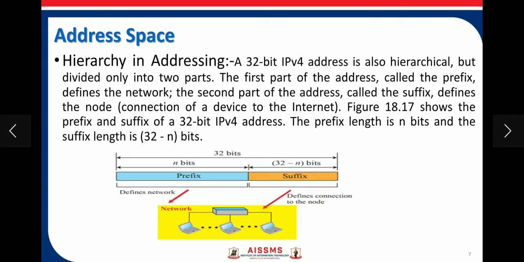See the figure. This figure shows the prefix and suffix of a 32-bit IPv4 address. The prefix length is n bits and the suffix length is 32 minus n bits.